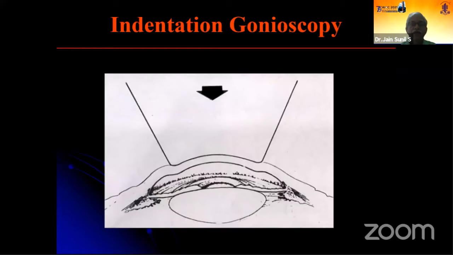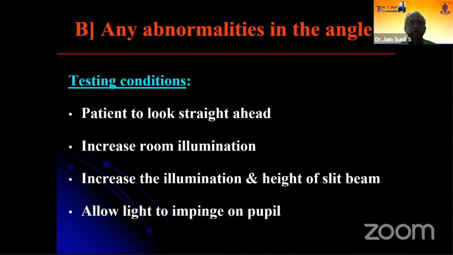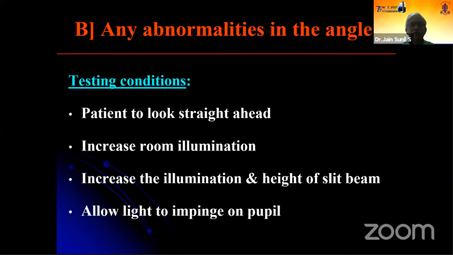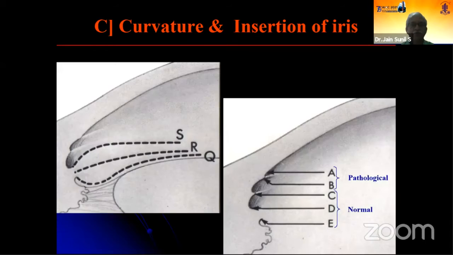Once you have diagnosed that it's a closed angle or an occludable angle, you have to do the step of indentation gonioscopy, because this will help you determine whether it's an appositional closure or a synechial angle closure. This is possible only with a four-mirror gonioscope. After that, you increase the illumination, let the pupil constrict so that you can look at the deeper structures and identify any additional mechanisms which could be adding to the secondary glaucoma.